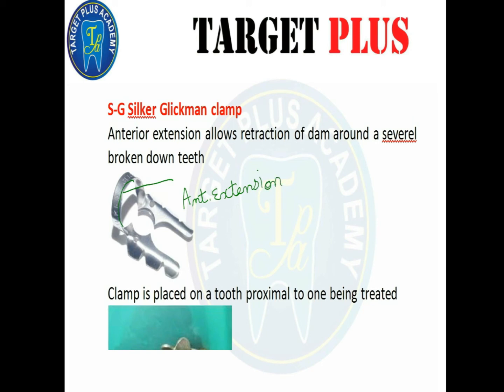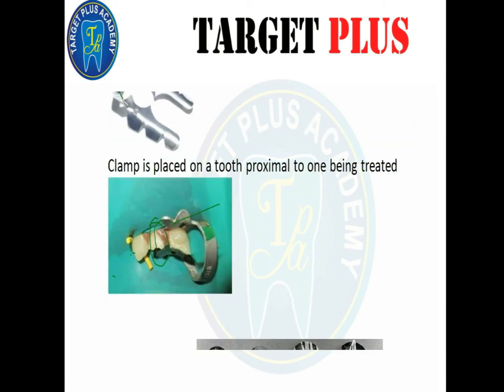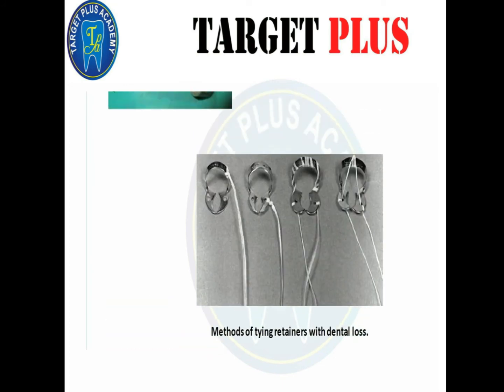So the clamp is placed on tooth proximal to one being treated. So you can see, this is the tooth we have to treat, and the clamp we are placing on the proximal tooth. What are the methods of tying a retainer with a dental floss? Now you can see these 4 types of tying retainer with the dental floss. So these are the 4 methods of tying retainer with the dental floss.